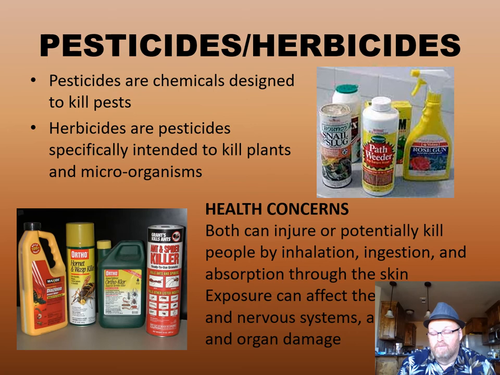You can breathe them in, you can ingest them, you can absorb them through your skin, and these can have negative effects on your nervous system. Just think about it this way. If a chemical can kill a plant or kill a mouse, what do you think it's going to do to you? Now, you may be much larger, and so it may take a larger dose, but you're still going to have some very serious adverse effects if you expose yourself to these type of chemicals.